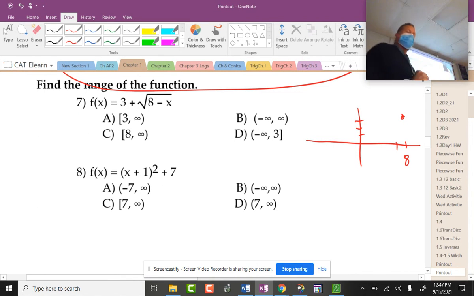So I can plug in 7, 6, 5, and so on and so forth. Let's plug in 7 real quick. 8 minus 7 is 1. Square root of 1 is 1. 1 plus 3 is 4. So this is the classic square root curve. So that tells me that the range is 3 to infinity.